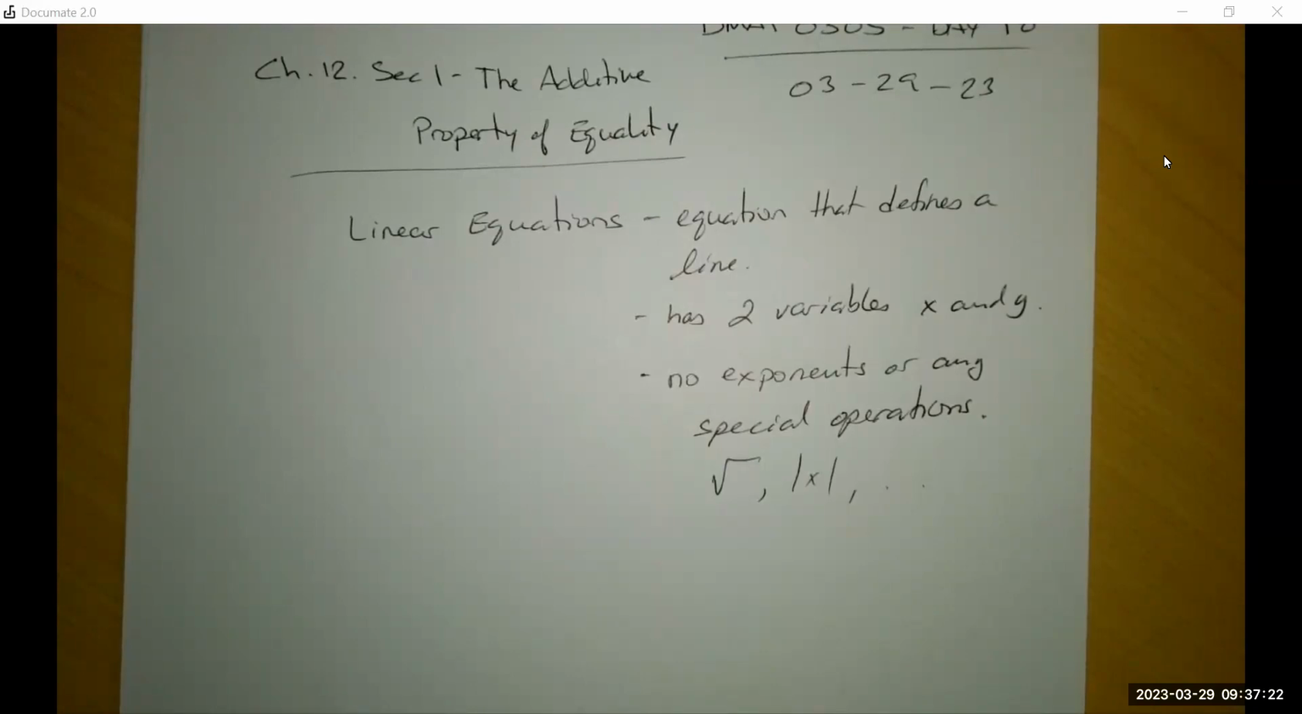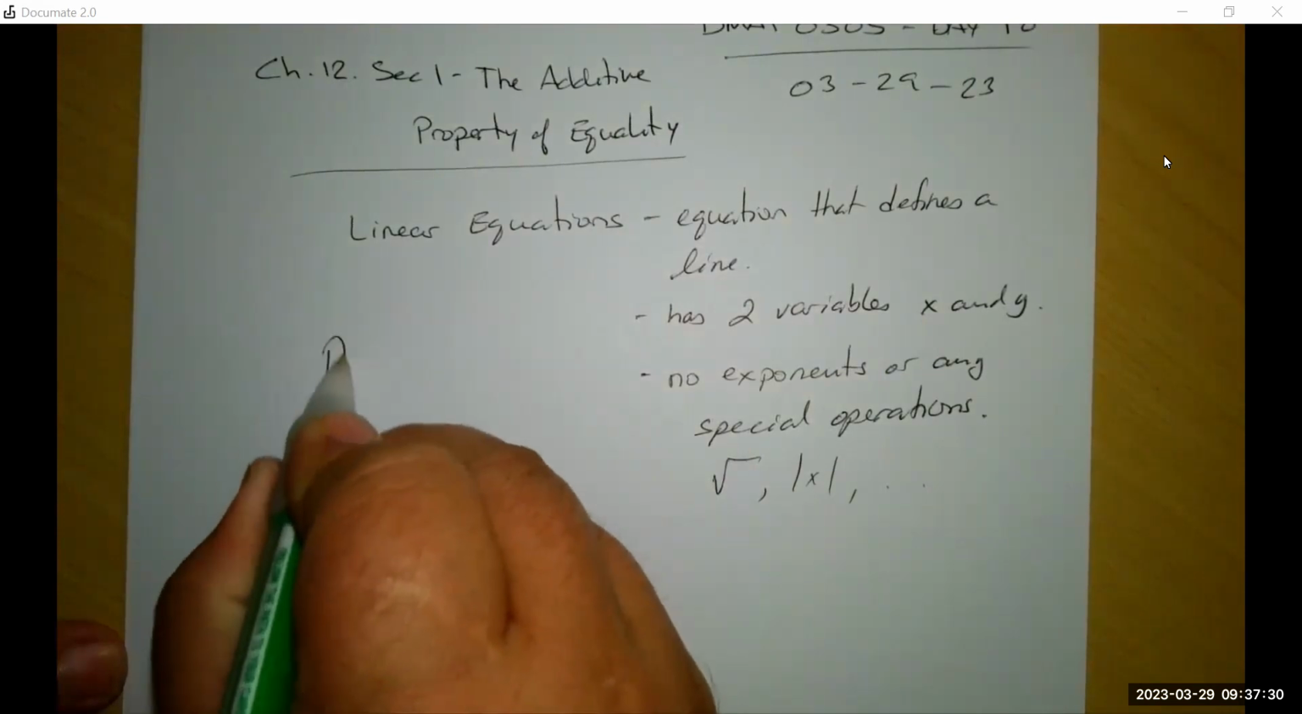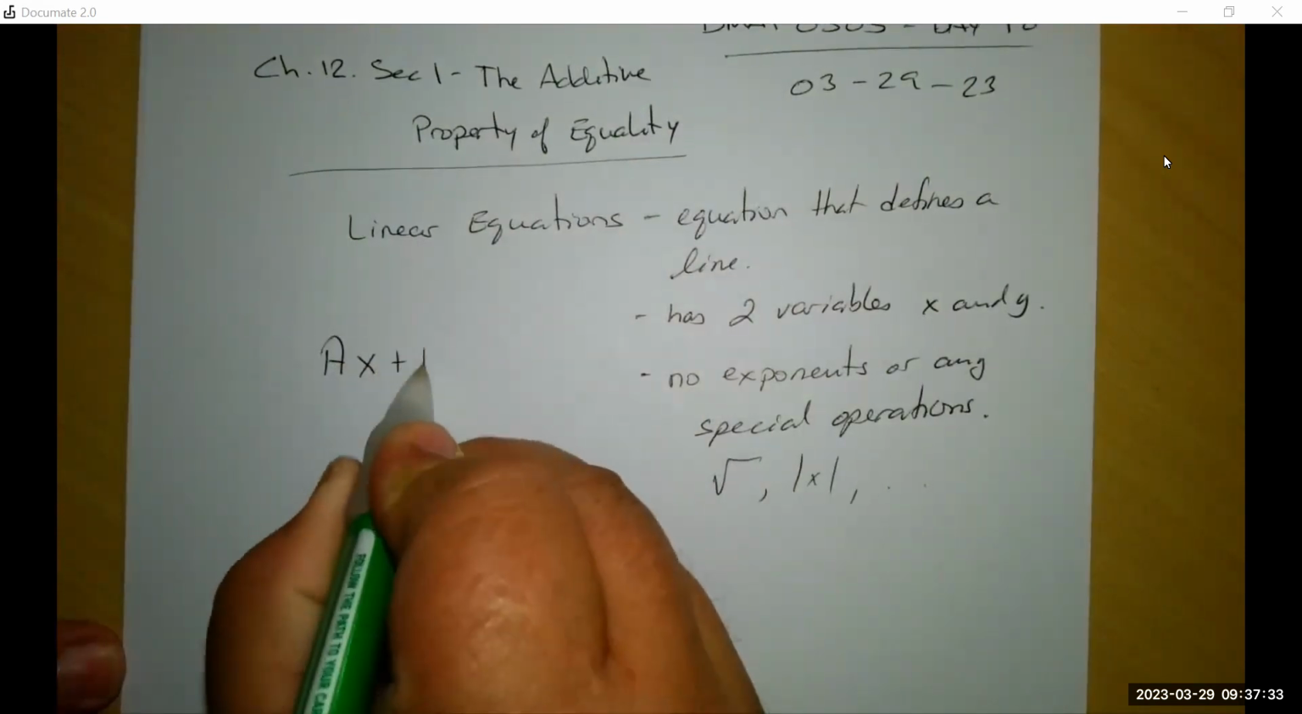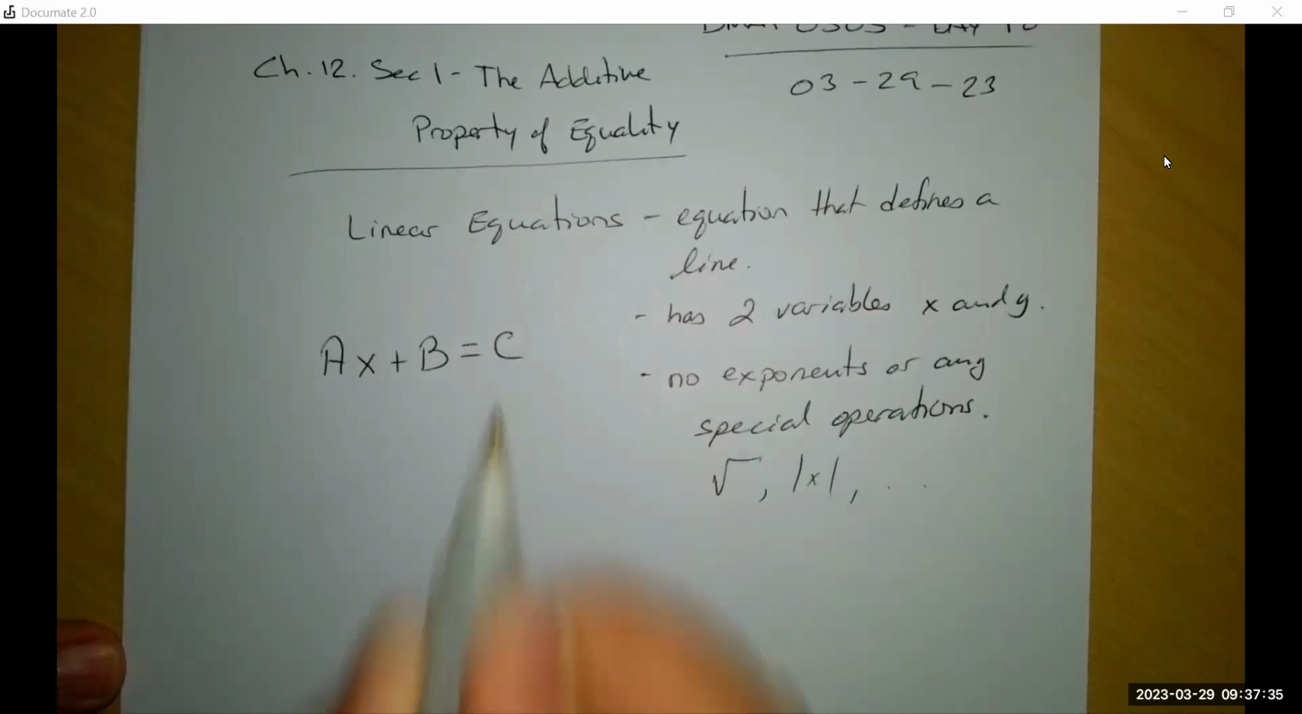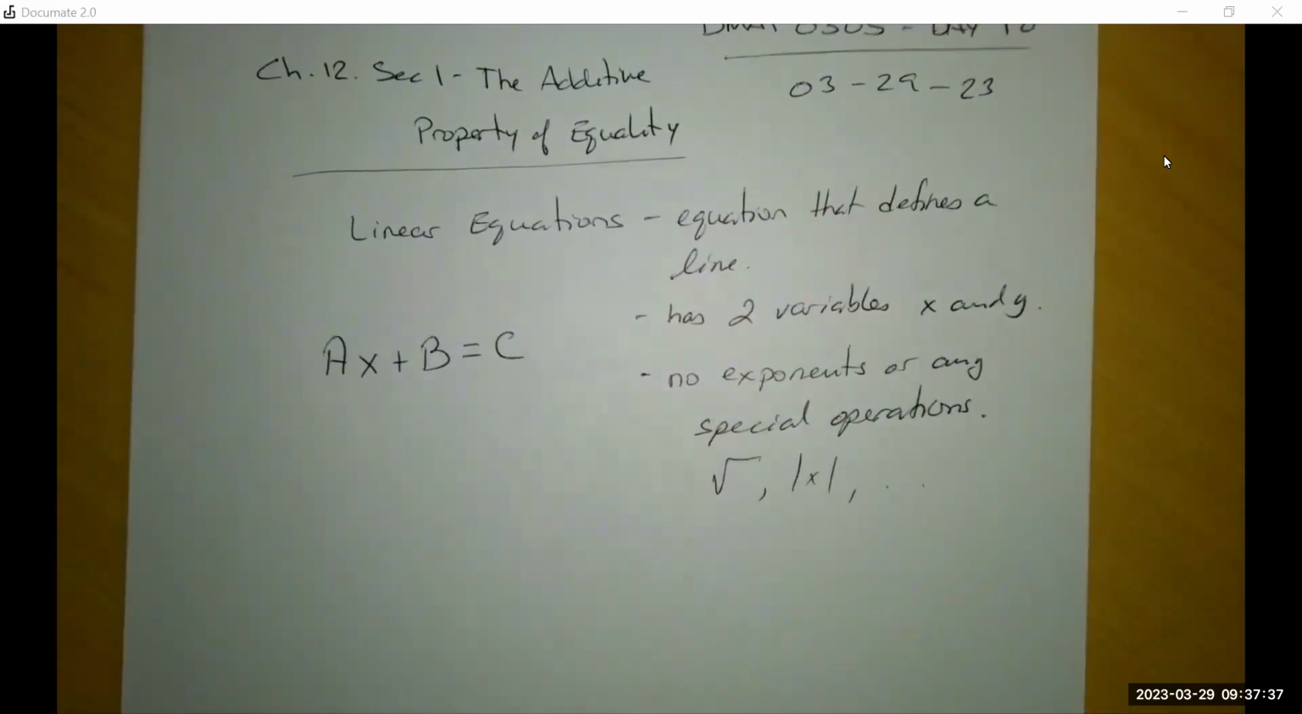So linear equations. The equations that define a line has two variables, X and Y, no special operations. It looks like this. That's a linear equation where A, B, and C are numbers. A, B, and C could be integers, fractions, or a combination, or decimals.